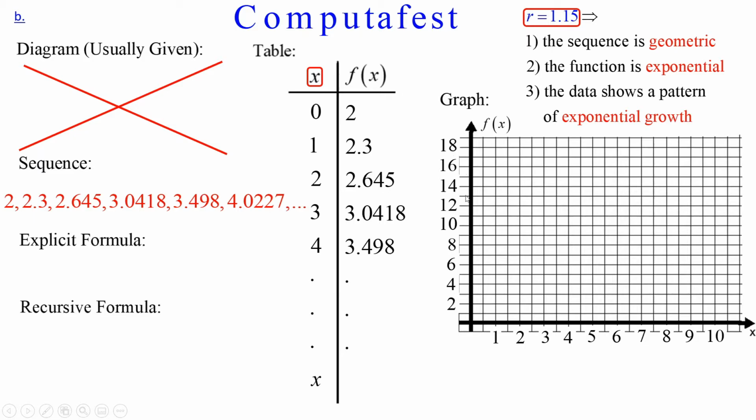And let's hope I see this with my company ComputerFest that is using a common ratio. Okay, so let's plot our points then. The y-intercept when x is 0, f of 0 is 2.